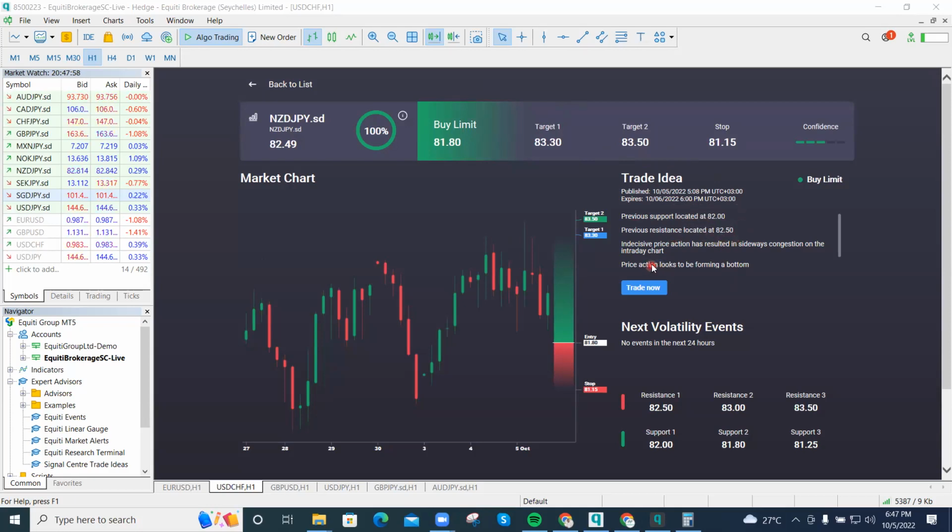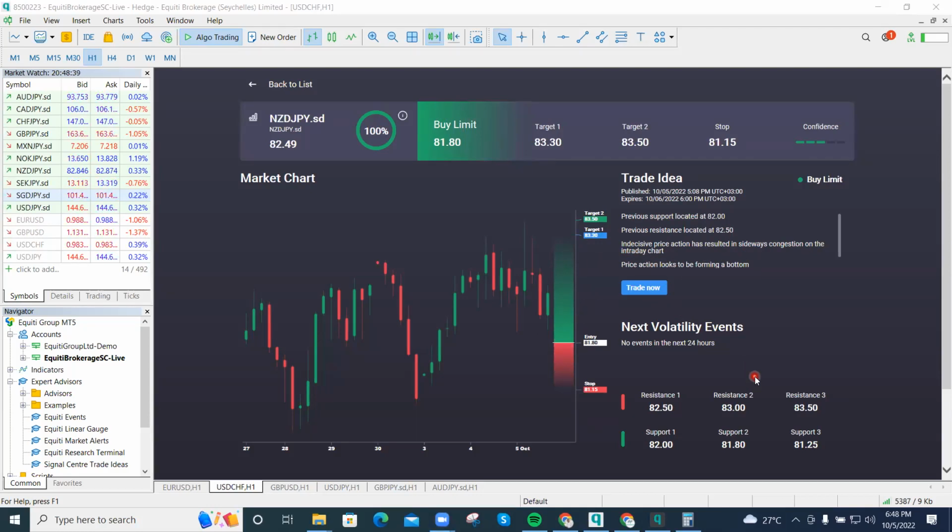and also why this trade should be a buy limit. Indecisive price action has resulted in sideways congestion on the intraday chart. Now, price action looks to be forming a bottom. So they're expecting that when price moves down to the spot here, it picks off this trade. And of course, they're expecting that bullish run from here up onto this target, right? So this is why it's a buy limit. And of course, we have our stop loss here as well to protect us from huge losses should this trade not go in our favor, or based on how we have actually analyzed the market.